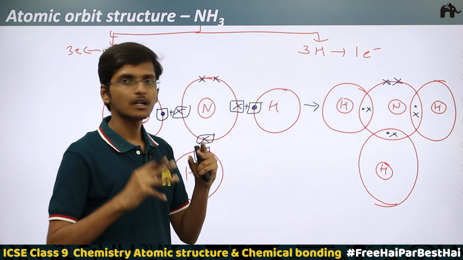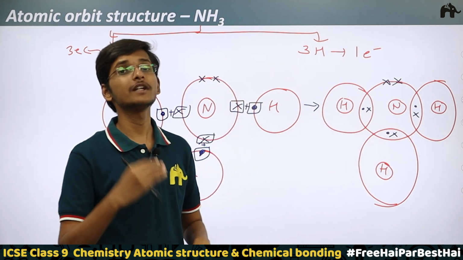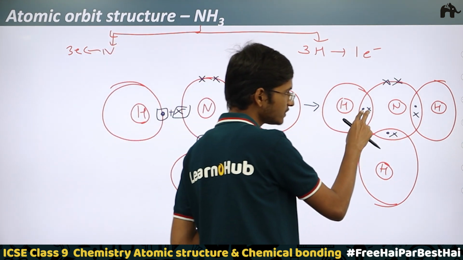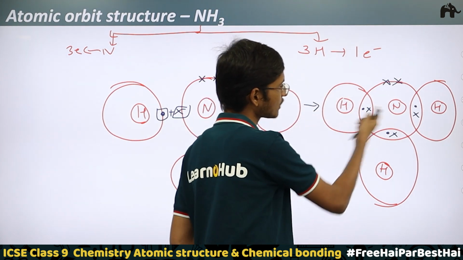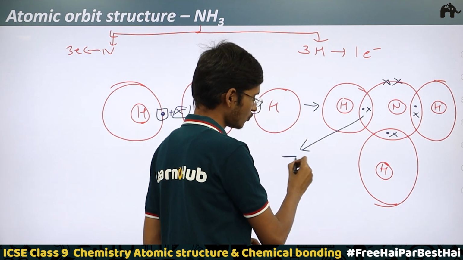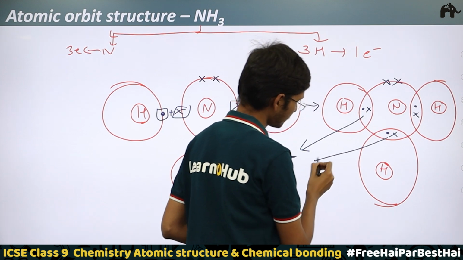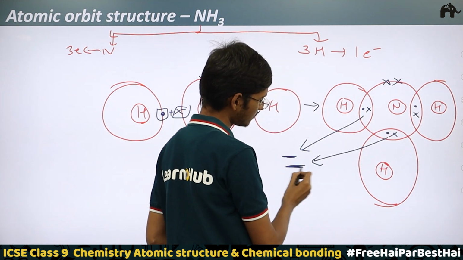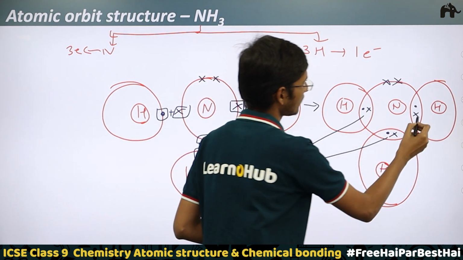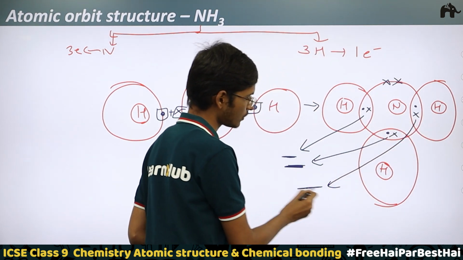These 4 atoms combine, resulting in the formation of how many covalent bonds? See here, 1 shared electron pair between nitrogen and hydrogen atom, so this is 1 covalent bond. Here again 1 shared electron pair between nitrogen and hydrogen, so another covalent bond. And here again 1 shared electron pair between nitrogen and hydrogen, so again 1 covalent bond.